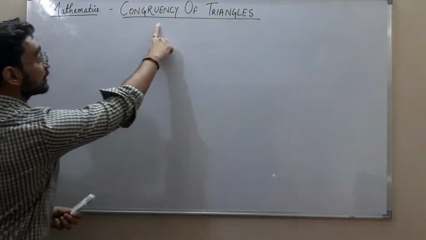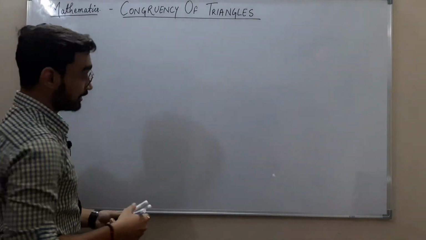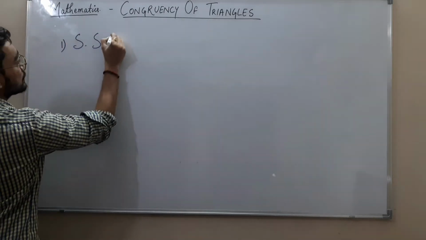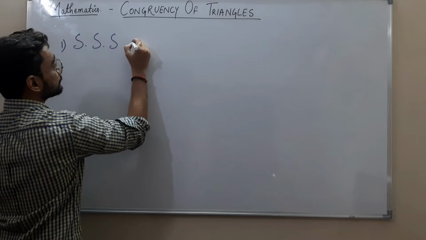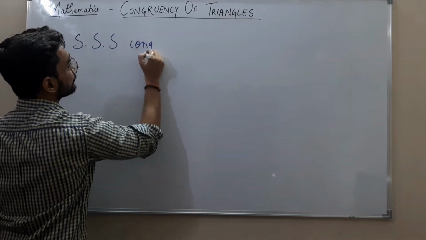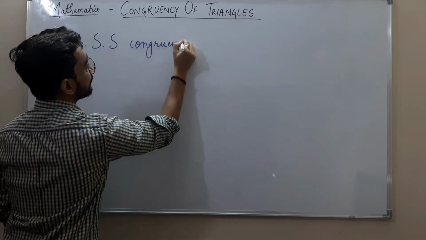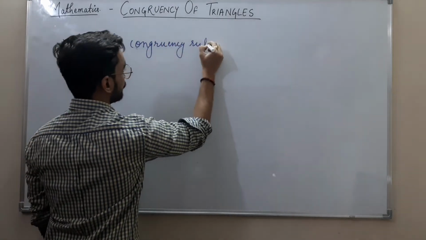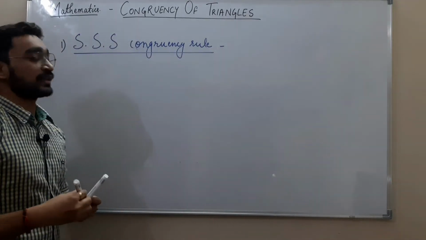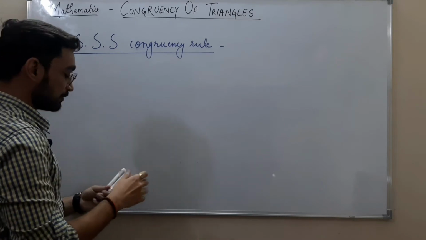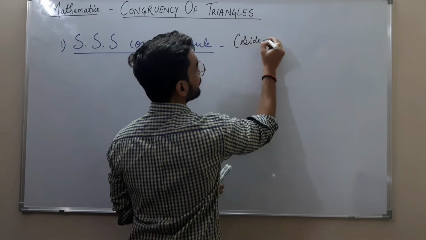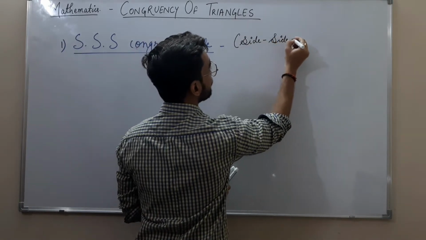So the first criterion for congruency that we are going to study is the S.S.S congruency rule, or congruency criterion. You can say anything. S.S.S. The full form is side, side, side.